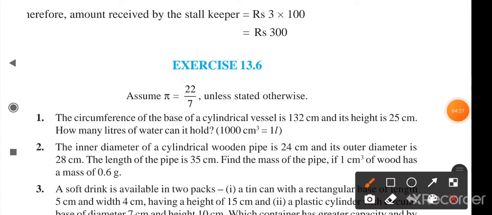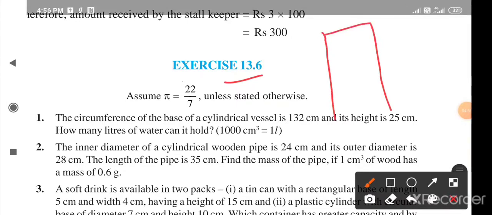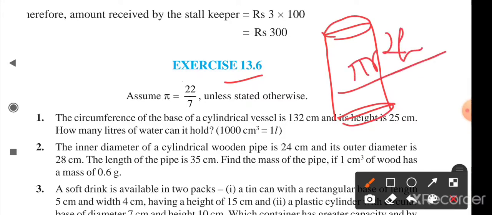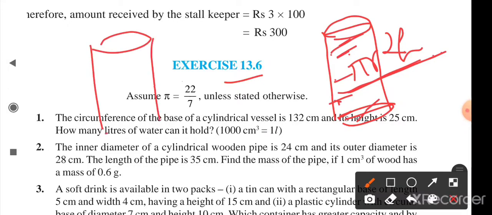Now for exercise 13.6, first you need to understand the volume of a cylinder. The formula for the volume of the cylinder is pi r square h. You should understand that the volume of a cylinder means how much water, or how much of a thing, can be occupied inside the cylinder. Or you can say that if you are making a solid cylinder, how much wood is required to make it. That is also called the volume.